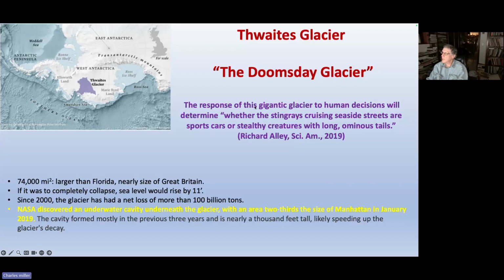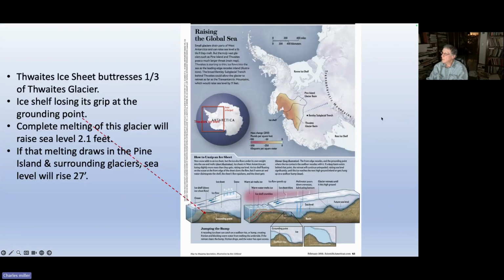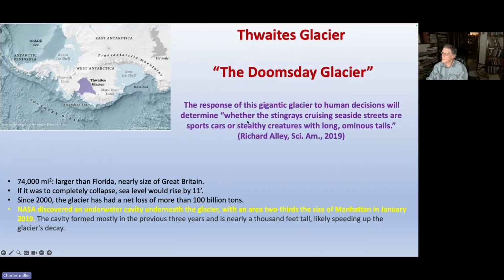The response of this gigantic glacier to human decisions will determine whether the stingrays cruising seaside streets are sports cars or stealthy creatures with long, ominous tails. Kind of interesting. So it's also known as the Doomsday Glacier.